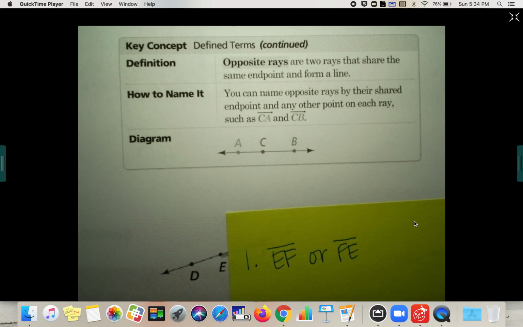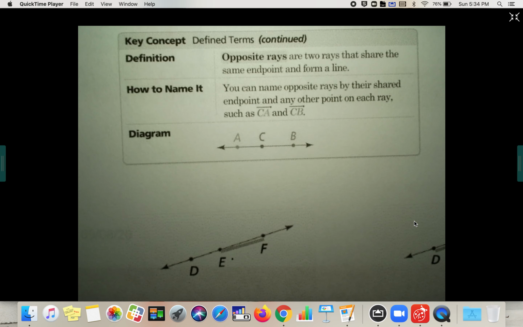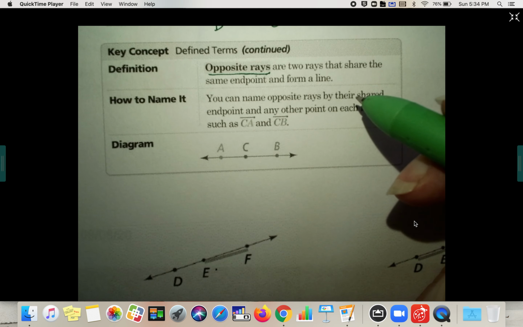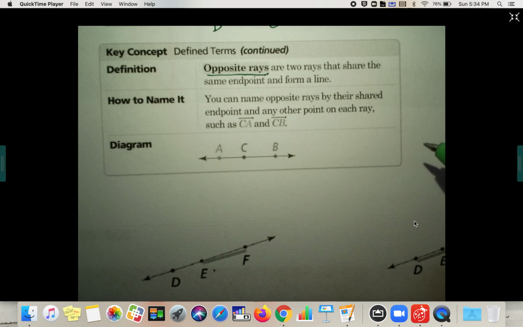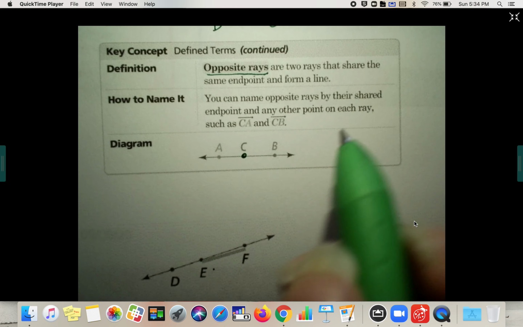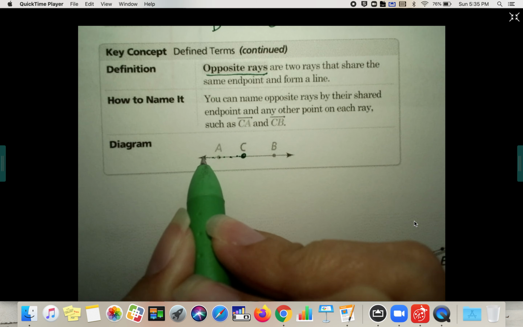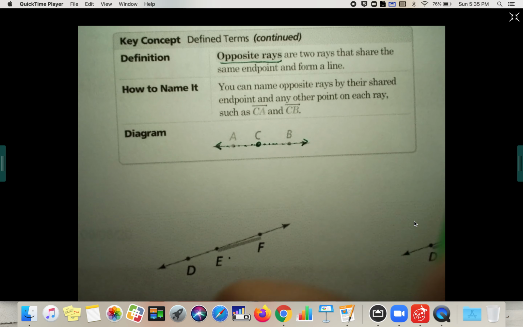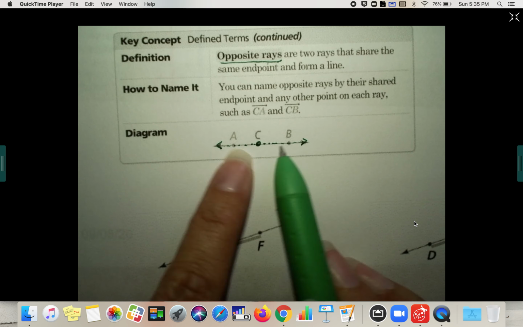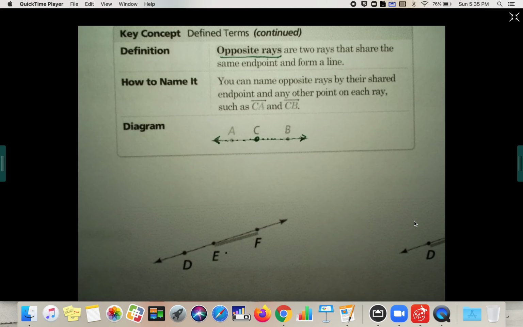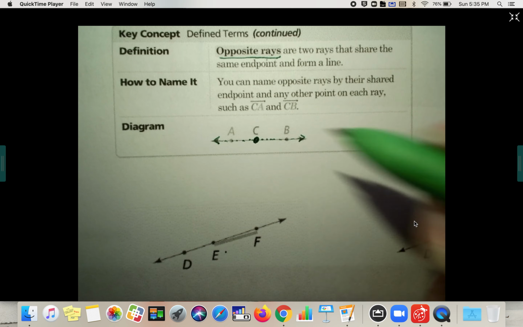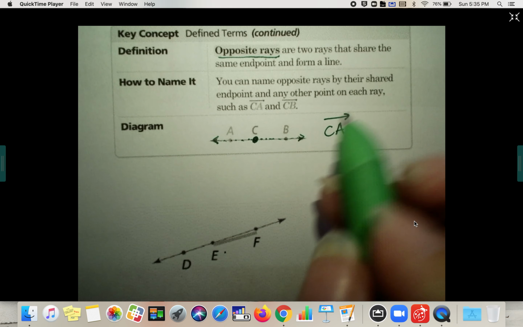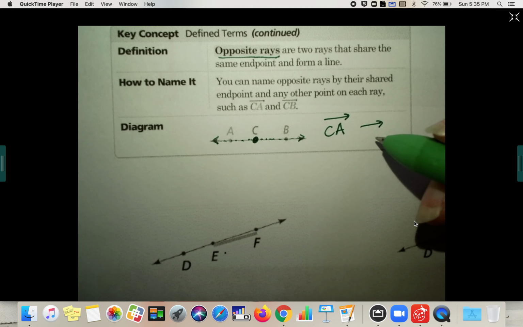Okay, opposite rays. Opposite rays are 2 rays that share the same endpoint, and they form a line. So what we're talking about here is if you start at C, you could go this direction as a ray, or you could go this direction as a ray. So these are 2 going opposite directions. If you think of them as going opposite directions, those are opposite rays. Because you could call this your endpoint, this would be ray CA, and this other one would be ray CB.